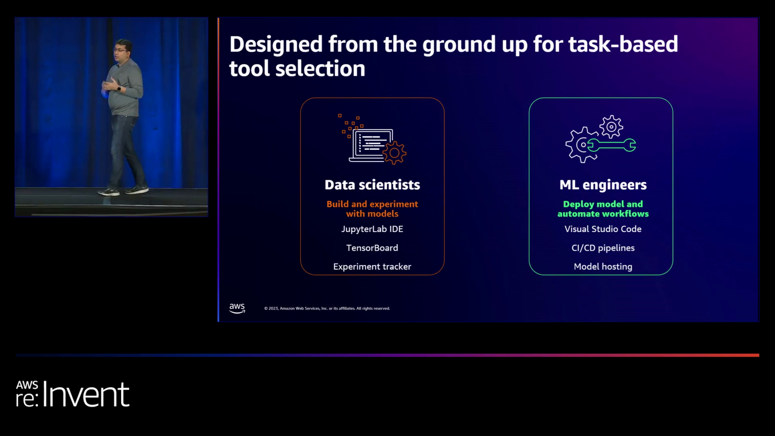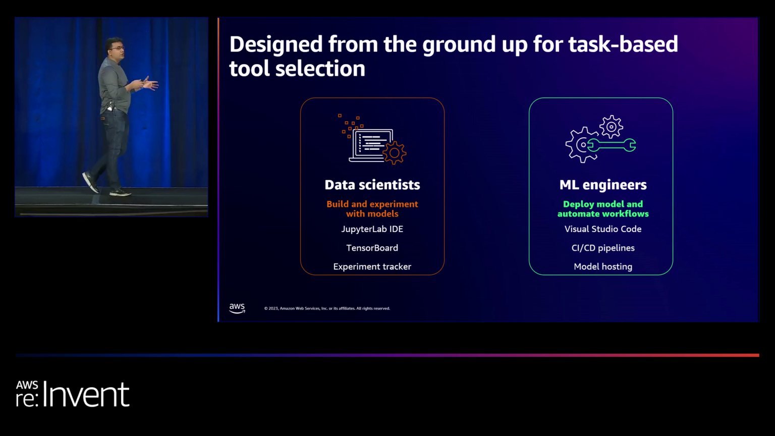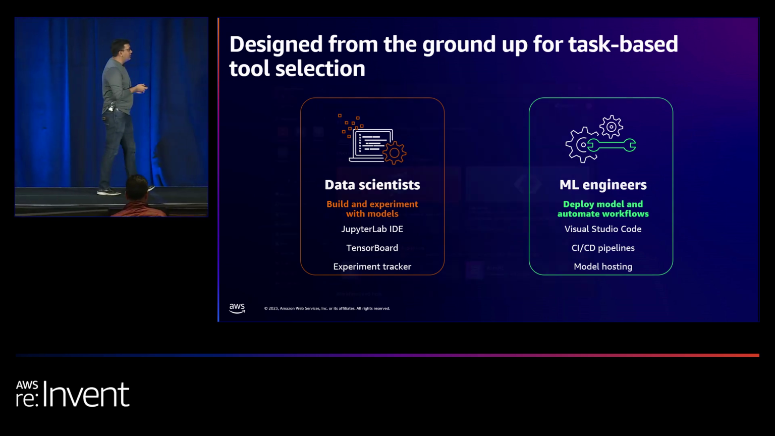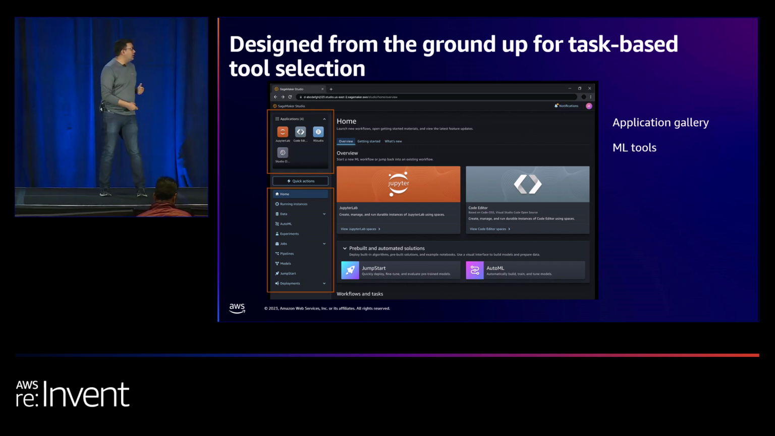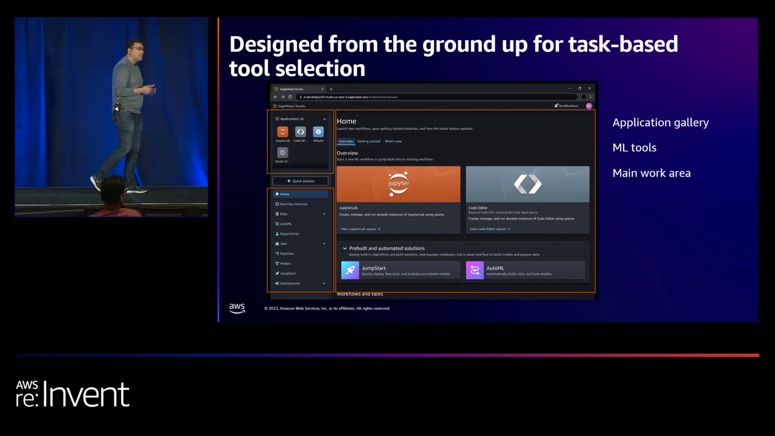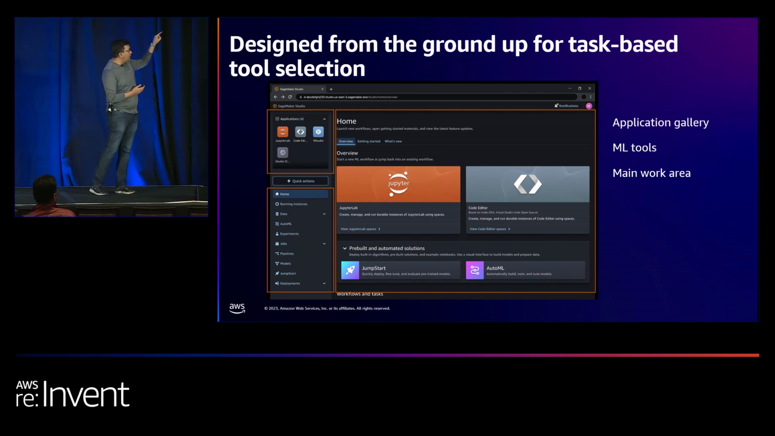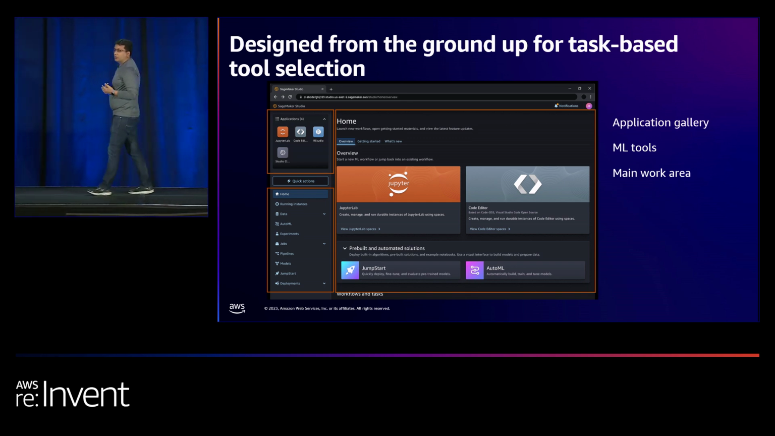Now, with the broader choice of IDEs available within SageMaker Studio, your machine learning workers can come in and pick and choose a tool of their choice for the task at hand. As an example, a data scientist might come in and pick up the Jupyter Lab IDE from the app gallery, an experiment tracking tool from the tool gallery, and then begin building and experimenting with models. While a machine learning engineer might come in and pick up the VS Code IDE from the app gallery and a pipelines tool from the tool gallery to start deploying and automating model pipelines.